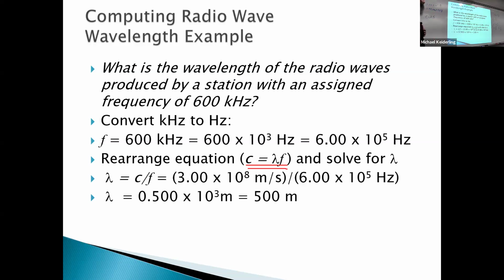That's an AM radio station at 600 kilohertz that has a wavelength of 500 meters, half a kilometer. And this is why AM radio stations don't get blocked by buildings, because their scale is just so much bigger than the buildings.